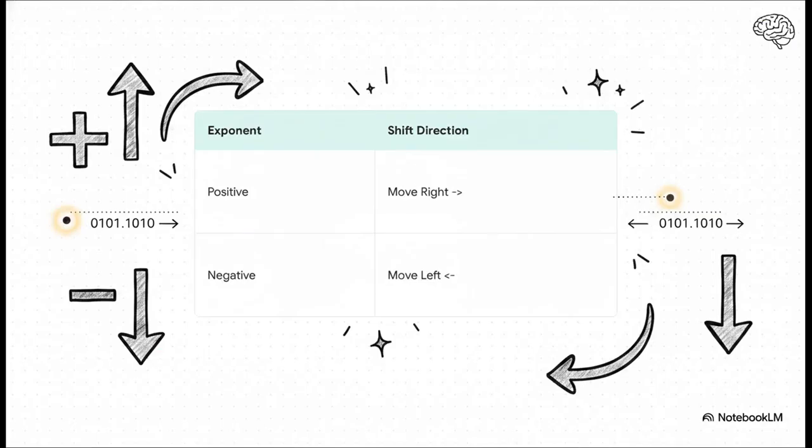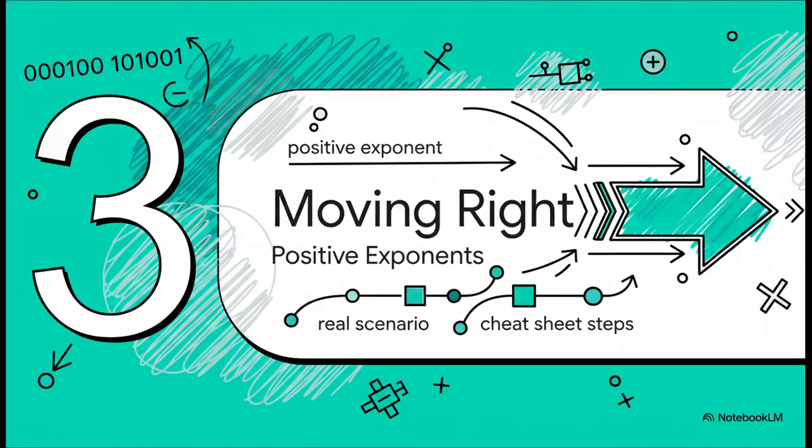Before we dive into any actual numbers, let's lock in this shift rule so you never move your decimal the wrong way under pressure. Got a positive exponent? You're moving the decimal point to the right. Negative exponent? You're moving it to the left. Take a mental snapshot of this right now. Positive means right, negative means left. Simple as that. Part 3, moving right, positive exponents.